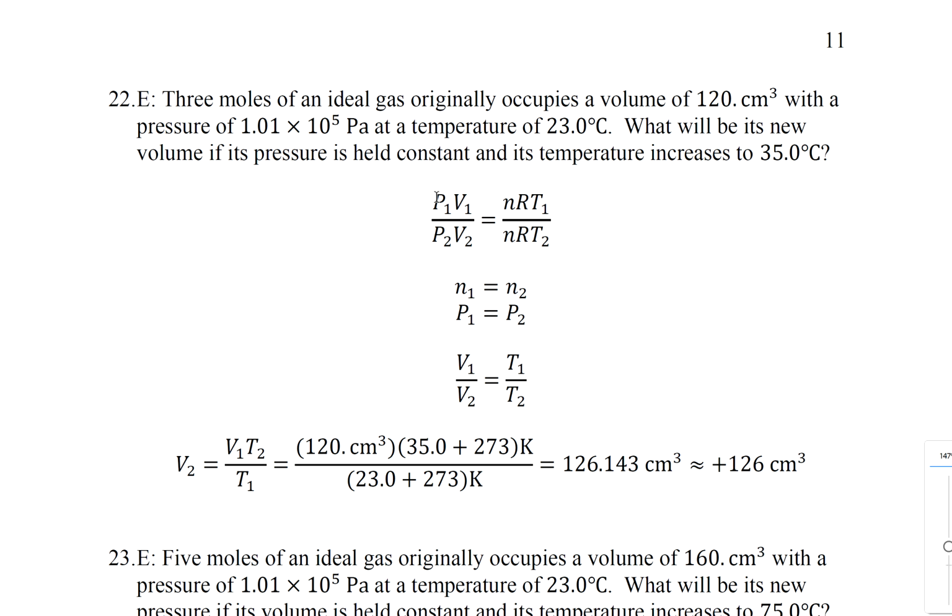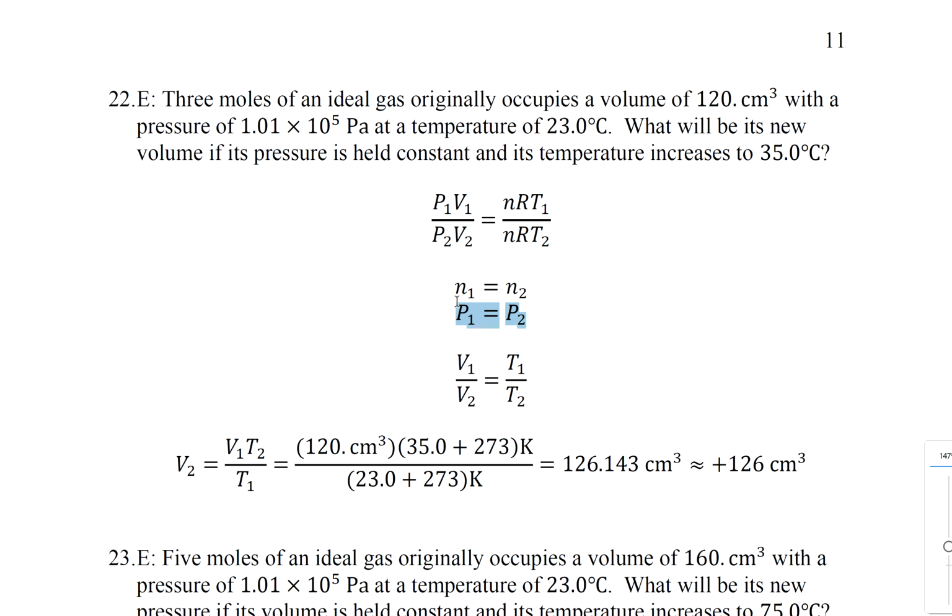So now we're going to use this equation. P1V1 over P2V2 equals nRT1 over nRT2. Question 22. 3 moles of an ideal gas originally occupies a volume of 120 centimeters cubed with a pressure of 1.01 times 10 to the 5 pascals at a temperature of 23 degrees Celsius. So this first sentence gives us everything we need to know for the numerator. What will be its new volume if its pressure is held constant? So P1 is equal to P2 and its temperature increases.